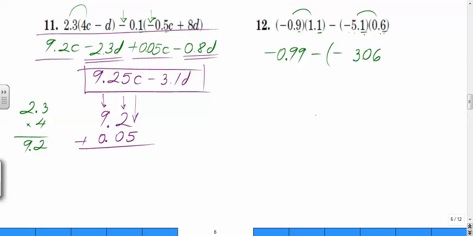Well, I have 2 of them, right? So the answer here will be negative 3.06. I'm moving on. When I subtract, I'm adding the opposite. So your problem now becomes negative 0.99 plus 3.06. Because they have different signs, I will subtract the smallest absolute value from the largest absolute value.